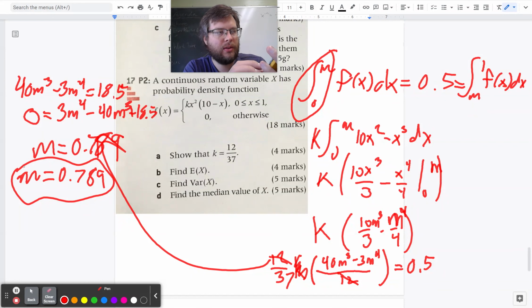So you could verify, if you wanted to, that when you type in the original probability density function, where you have 12 over 37 times x squared times 10 minus x, that if you graph that original probability density function, and do the integral, second calc integral from 0 to 0.789, it comes out to be a half. And if you look down there in the blue, it's pretty darn close to a half because I rounded it off. So there you go. Please ask questions if you got them.